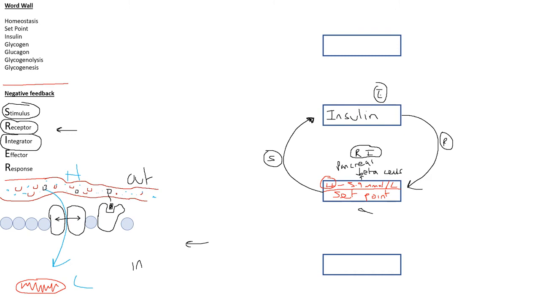So by opening these channels, you're taking the glucose out of the blood and putting it in the cell, which has the effect, the response, of lowering blood sugar, and that's how blood sugar level is maintained.